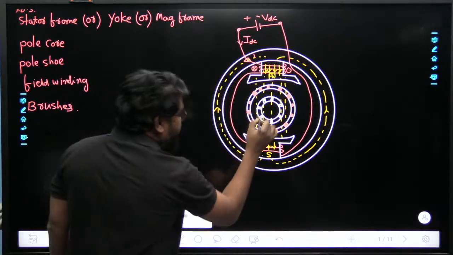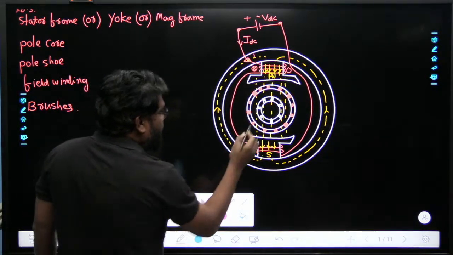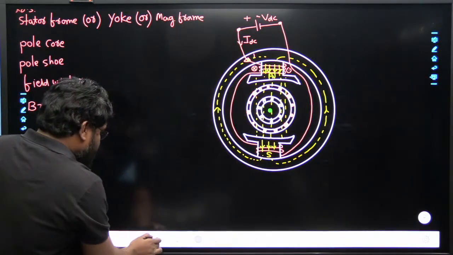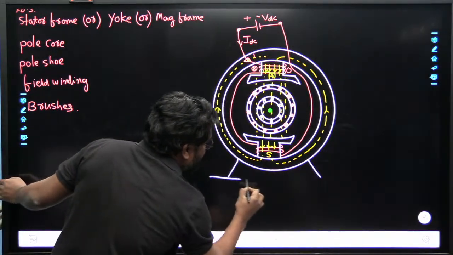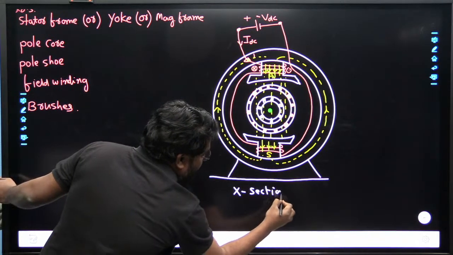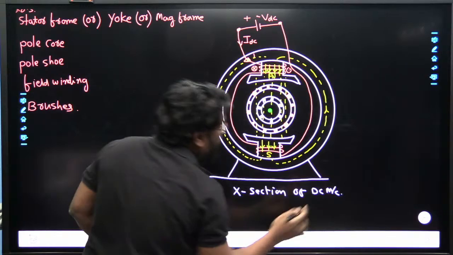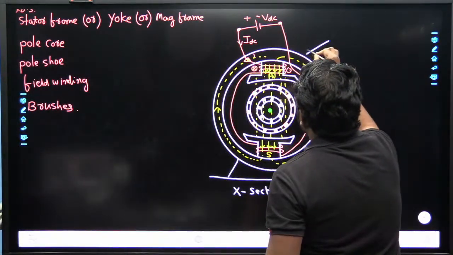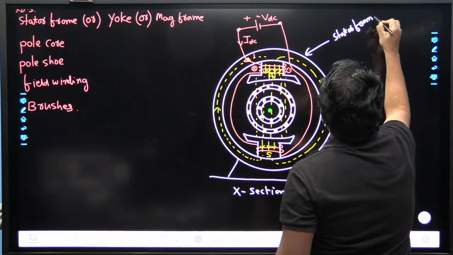Finally there is a shaft. Where is the shaft here? We have shown this shaft. This is the shaft of the machine. So this is the constructional cross-sectional view of the DC machine. If you see one end, these are all the parts. This part we can say is the stator frame of the DC machine. This is the stator frame.